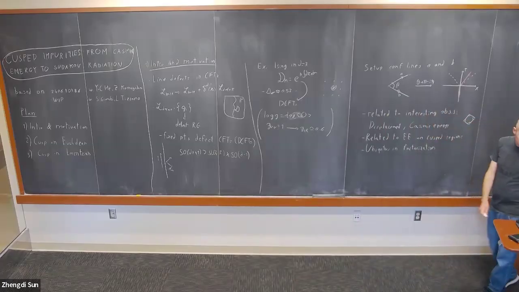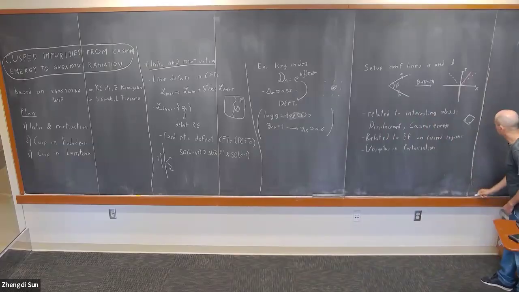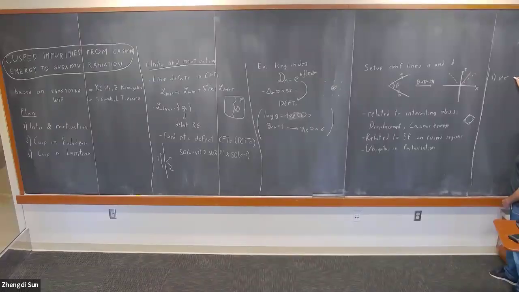Ubiquitous in factorization. So maybe this starts with two comments. Let me just give you two examples of this. The first example is that you know, for instance, e plus e minus production in QED.